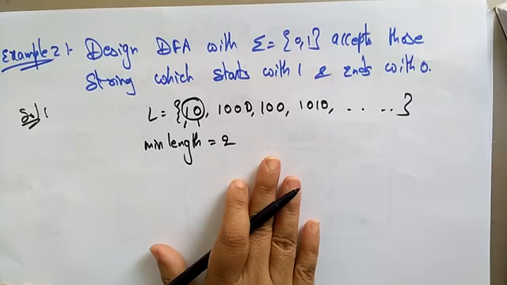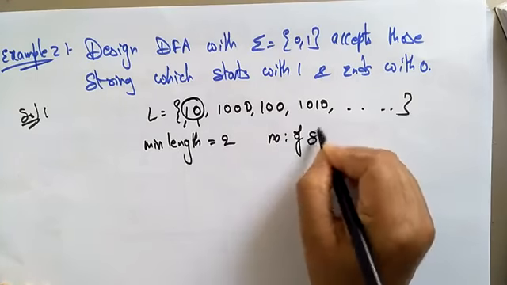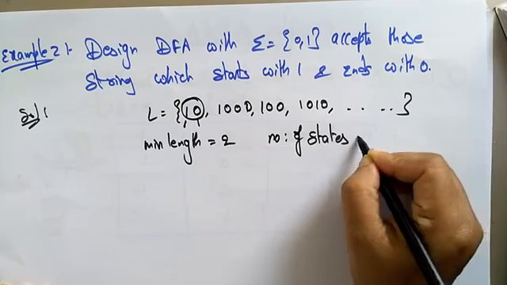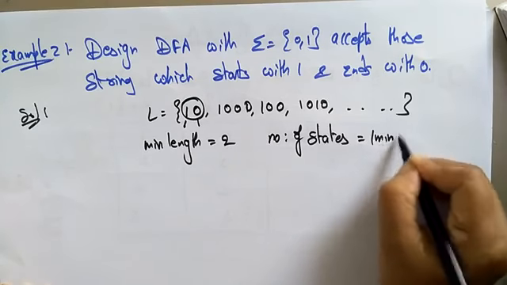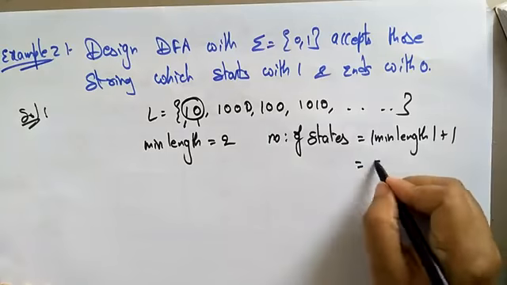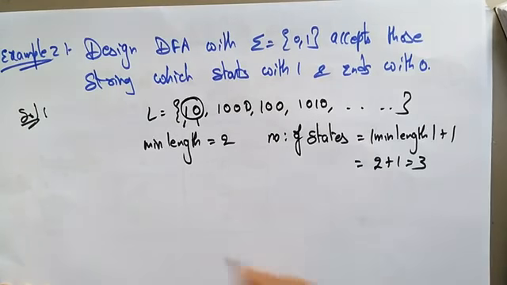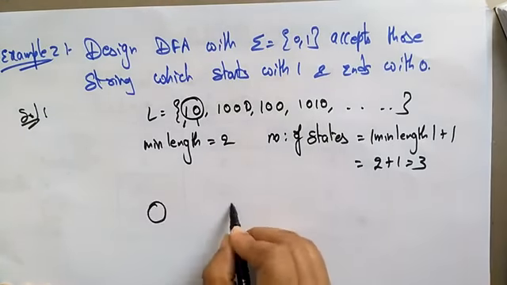So whenever the minimum length of the string is 2, the number of states that participate in the diagram is minimum length plus 1. So what is the minimum length? 2 plus 1, that is 3. So the number of states is 3. So let's take 3 states.